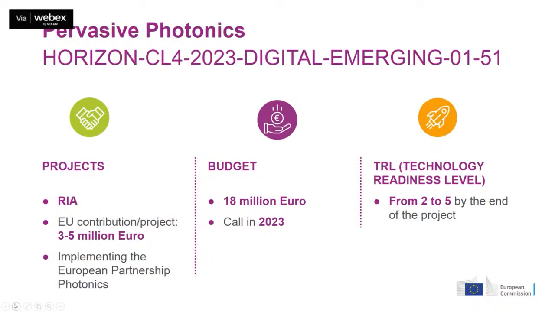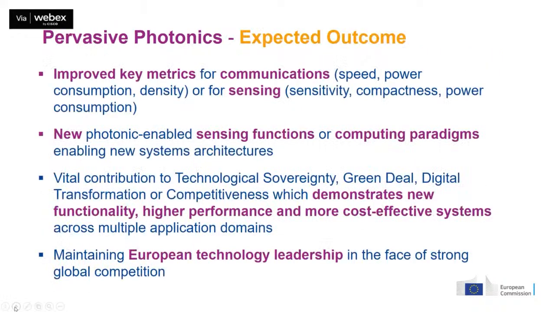And the idea is to start with the research activities at technology readiness level 2 and reach 5 by the end of the project. On the next slide, we see the expected outcome. So, as I said already, it's about integration on chips or in packages. And the idea is to improve applications, of course, and the applications can be in communications, for example, Internet of Things, or in sensing. And the integrated functions should help to improve metrics, to improve for communications the speed, the power consumption, or the density of functionalities. And for sensing, the sensitivity should be improved. The whole device should be more compact, and again, power consumption should be reduced.